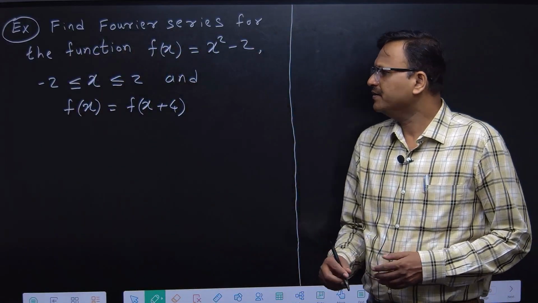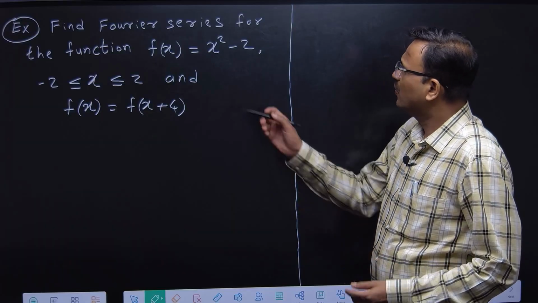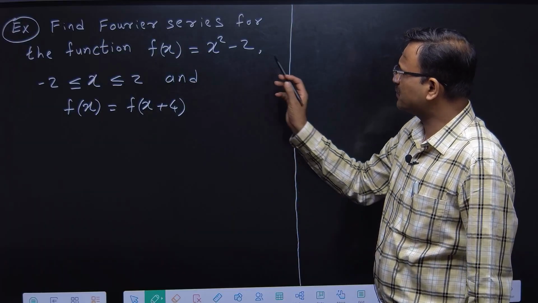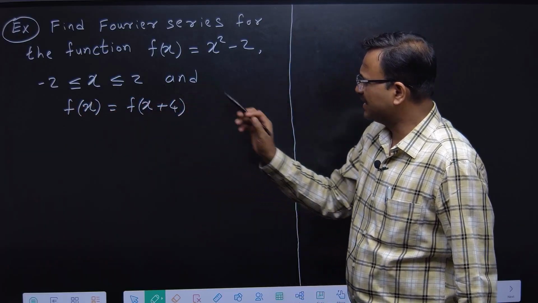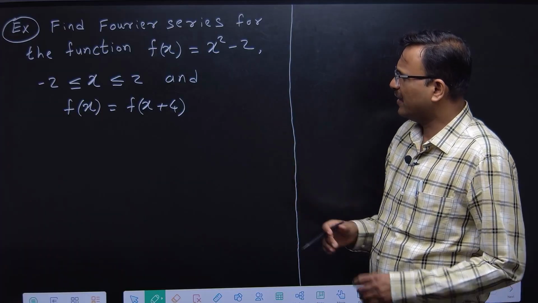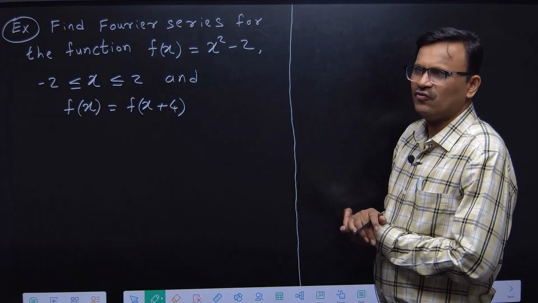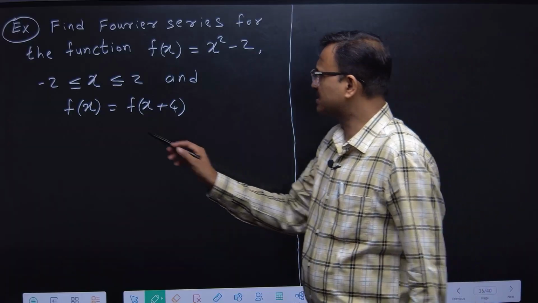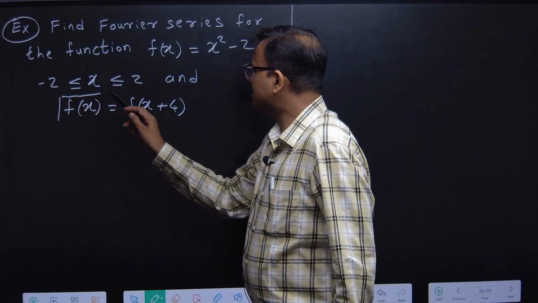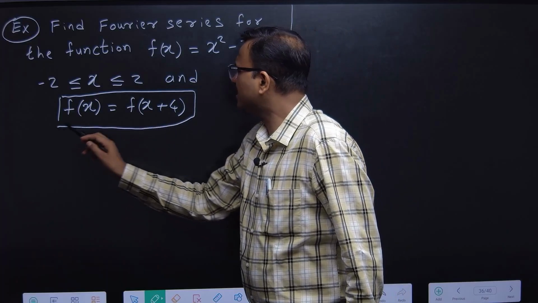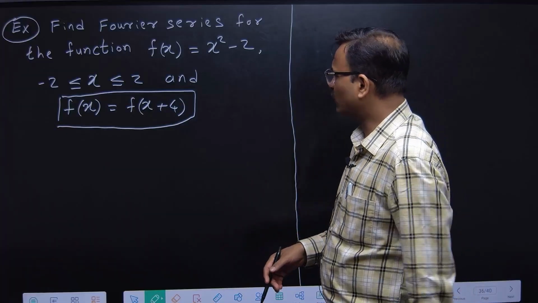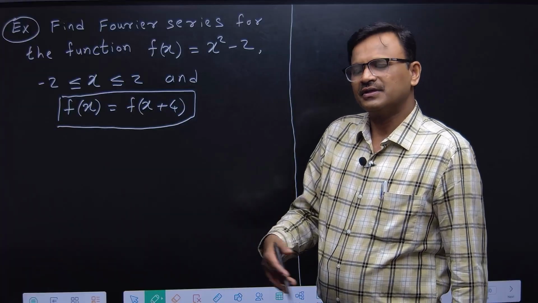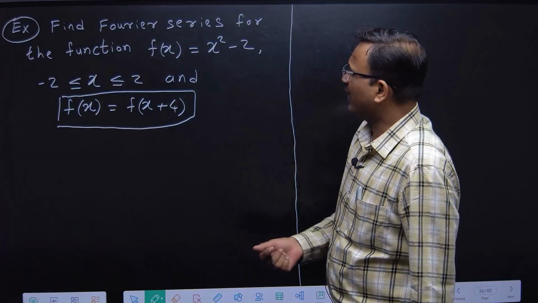Yes, we have to find the Fourier series for the function f of x is equal to x square minus 2 in the interval minus 2 less than equal to x less than equal to 2, and it is given that f of x is equal to f of x plus 4. Now, first of all, see, this is given that f of x is equal to f of x plus 4. That means this is a periodic function with period T is equal to 4. So after an interval of 4, the function is going to repeat its value.